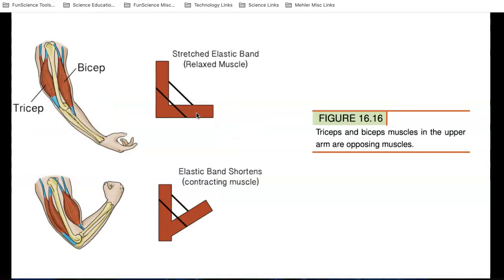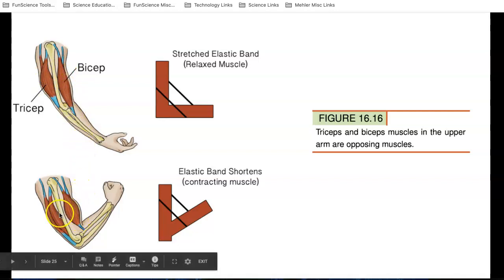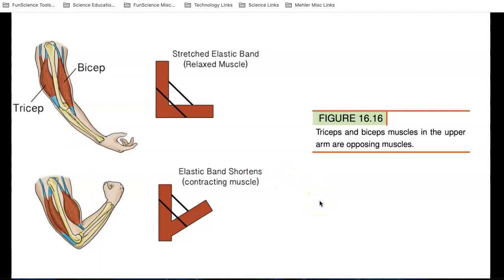Here's probably one of the most famous pairs of muscles. Many times muscles are paired with one another. In the upper arm, we have the bicep and the tricep. When your arm is outstretched like this, your tricep is contracted, your bicep is relaxed. But when you pull your arm up, it's the bicep that contracts and the tricep which relaxes. Remember that muscles can only do one thing when they cause movement, and that's to contract.